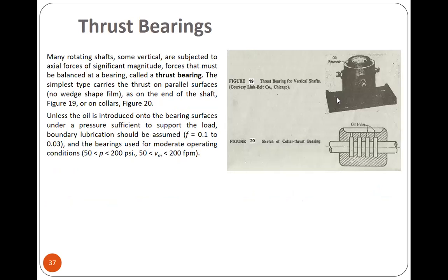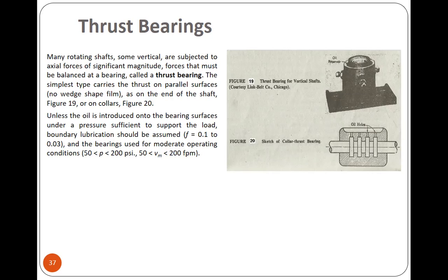Thrust bearing, yan, vertical. Yung poste mo, ganyan. Many rotating shafts, some vertical, are subjected to axial forces of significant magnitude, forces that must be balanced at a bearing called a thrust bearing. The simplest type carries the thrust on parallel surfaces, no wedge shape film, as on the end of the shaft, figure 19, or on a collar, figure 20.